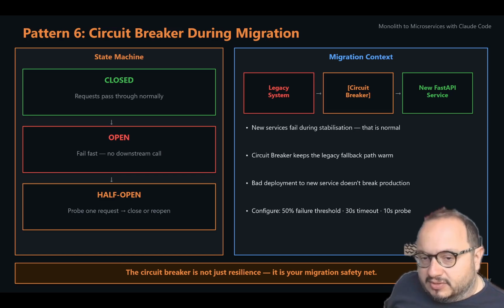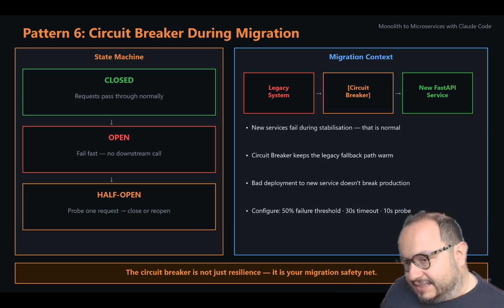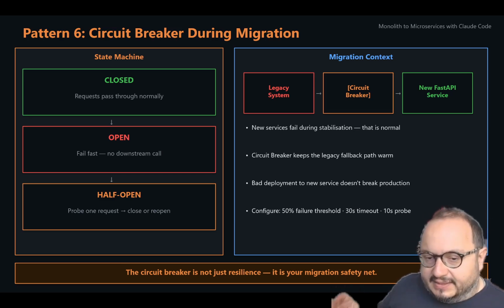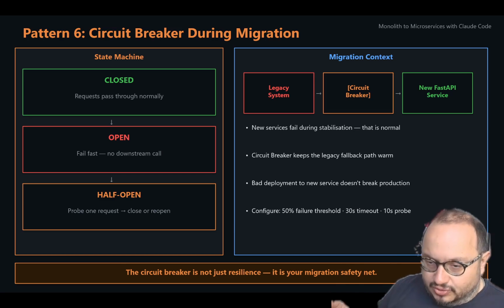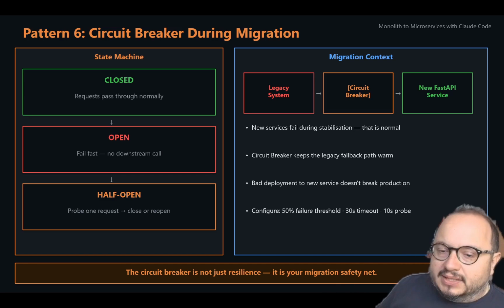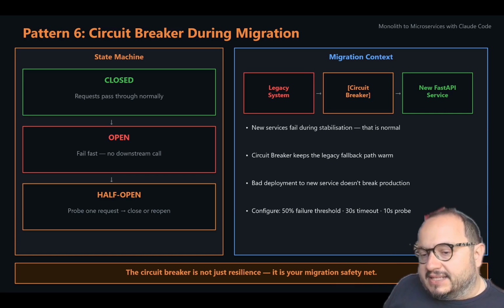After a timeout, the circuit enters half open. One probe request goes through. If it succeeds, the circuit closes. If it fails, it reopens. Three states: closed, requests pass through normally; open, fail fast, no call made; half open, one probe, then close or reopen. The migration context makes this especially important.